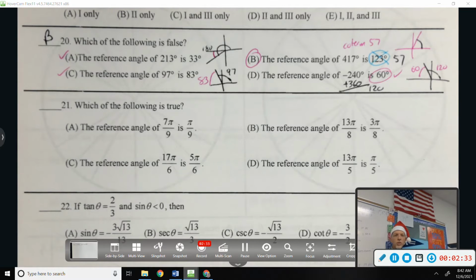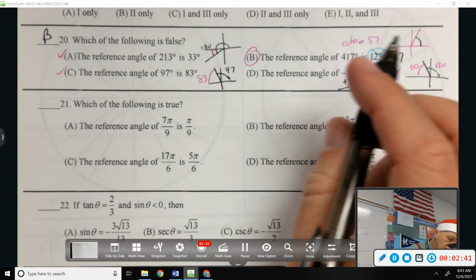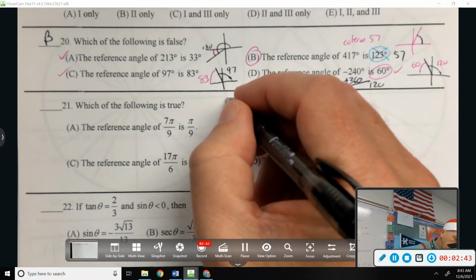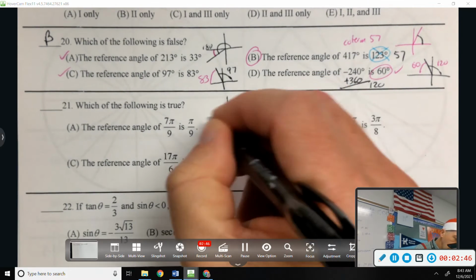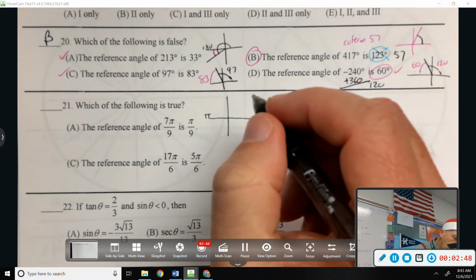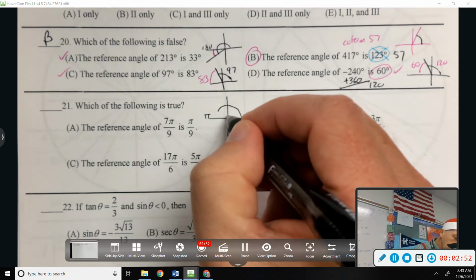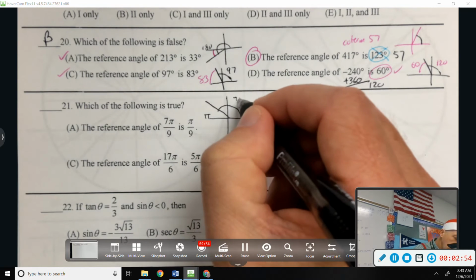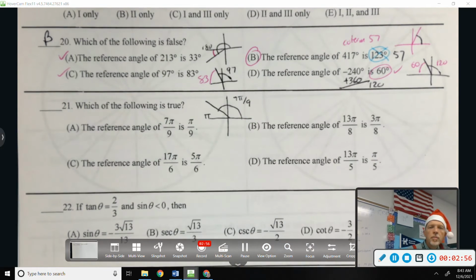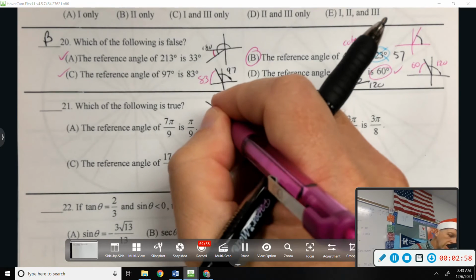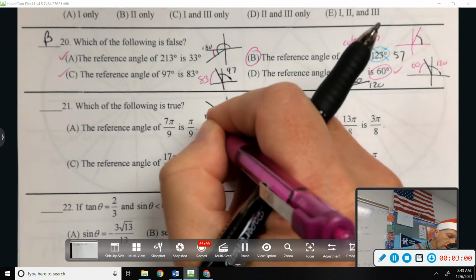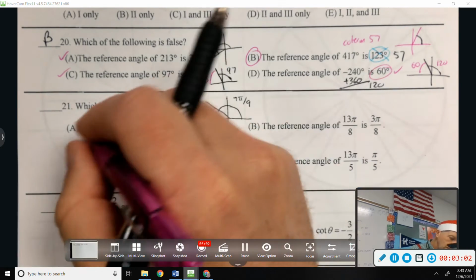Do we need to do 21? Kind of the same question in radians? Okay. Reference angle of 7 pi over 9 is pi over 9. Let's see. Halfway around is pi. So 7/9 is most of the way around. How much more would I need to go to get to pi? 2 pi over 9. So that's not true.